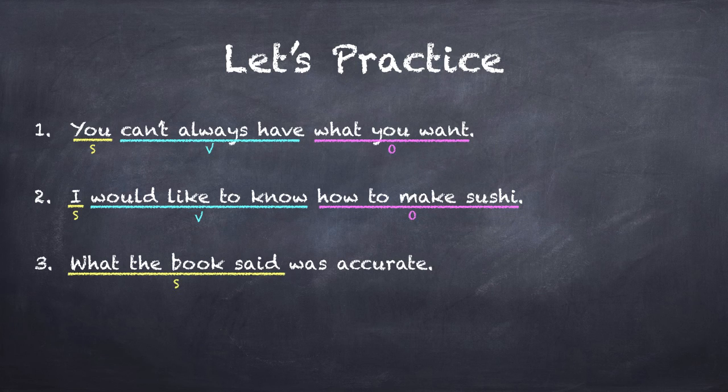For the third sentence, we have, what the book said was accurate. What the book said is the subject, was is the verb, and accurate is a complement. In this sentence, what the book said is a dependent clause, and it is also the subject of the independent clause.